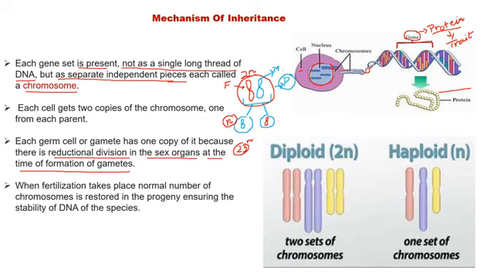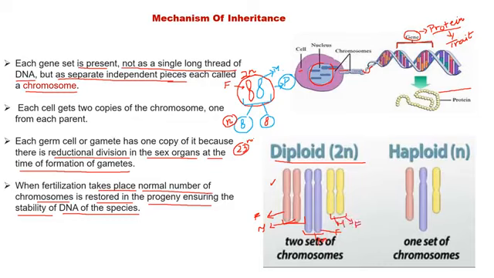Then when fertilization takes place, the normal number of chromosomes is restored in the progeny, ensuring the stability of DNA of the copies. Okay, so in this picture they have shown the diploid number. You can see these homologous chromosomes. There are three homologous chromosomes present over here, right? In these three homologous chromosomes, this one may be coming from father, the other one coming from mother. Here also one coming from father and one from mother. Clear? Here also one coming from father and one coming from mother.